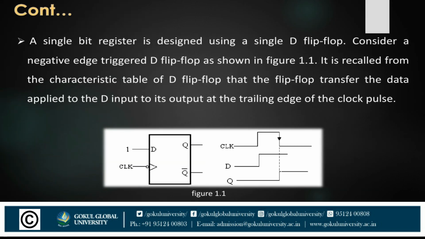A single-bit register is designed using a single D flip-flop. Consider a negative edge triggered D flip-flop as shown in figure 1.1. It is recalled from the characteristic table of the D flip-flop that the flip-flop transfers the data applied to the D input to its output at the trailing edge of the clock pulse.